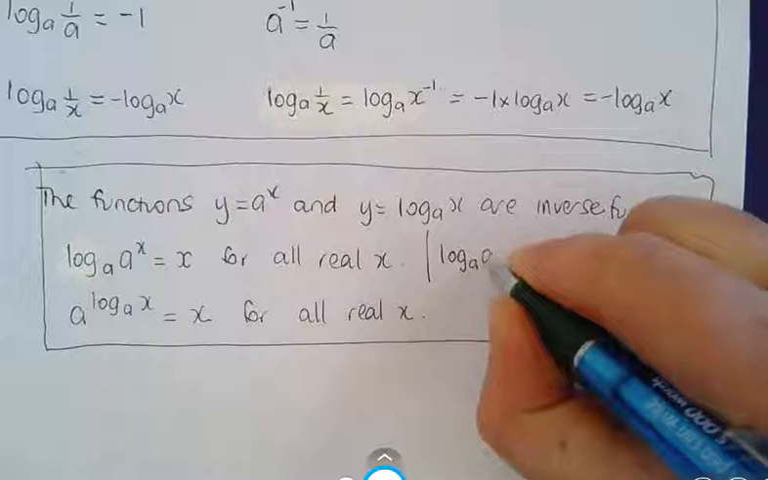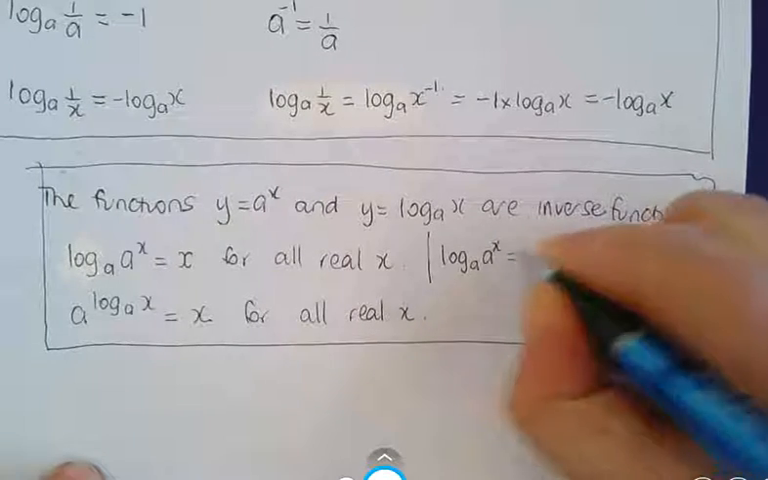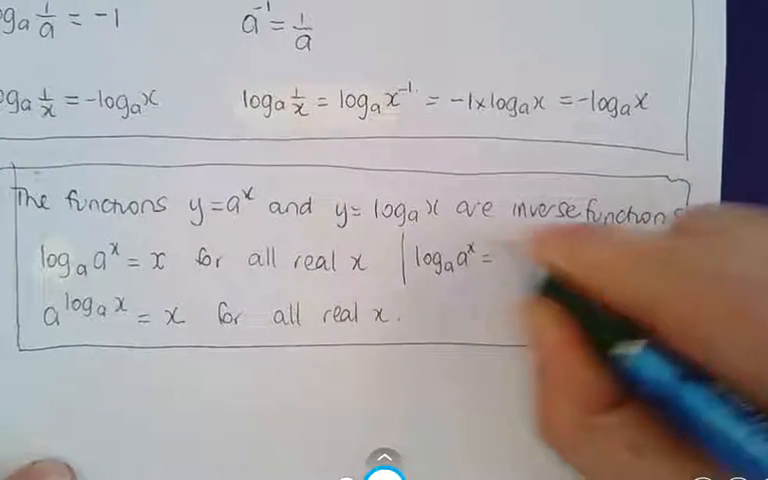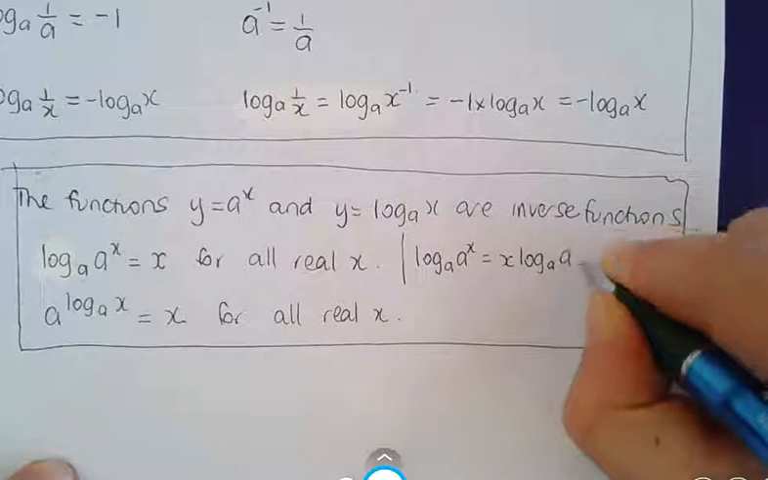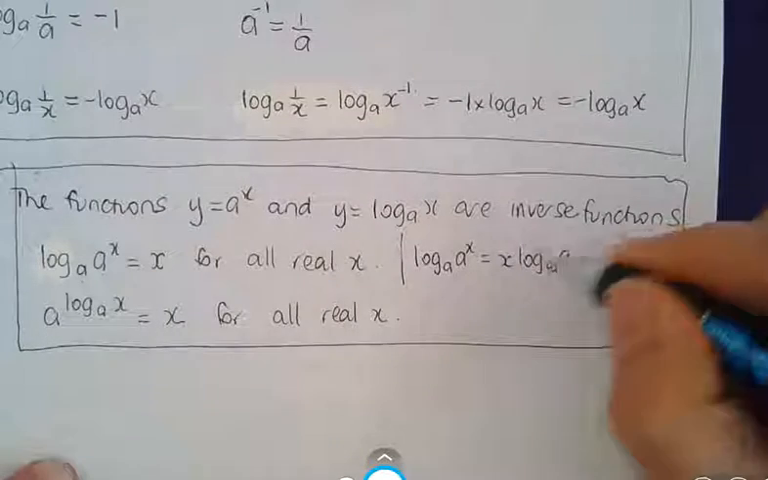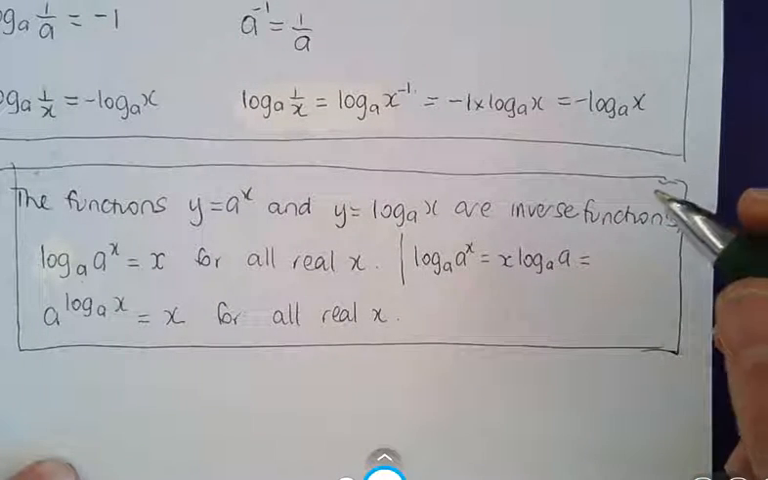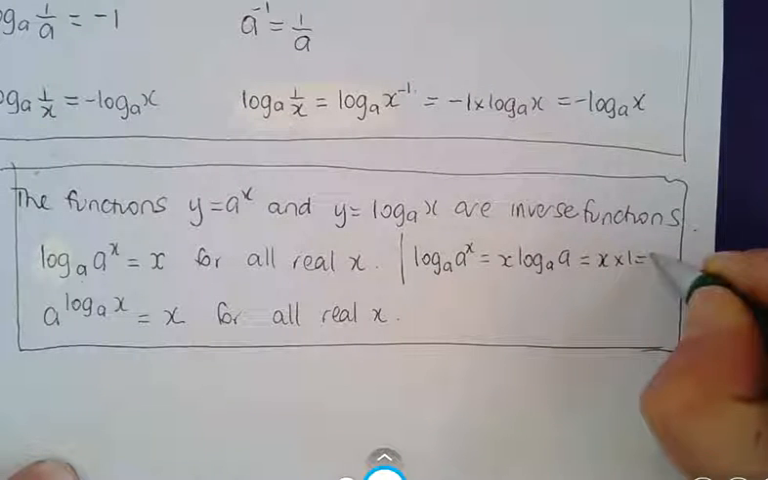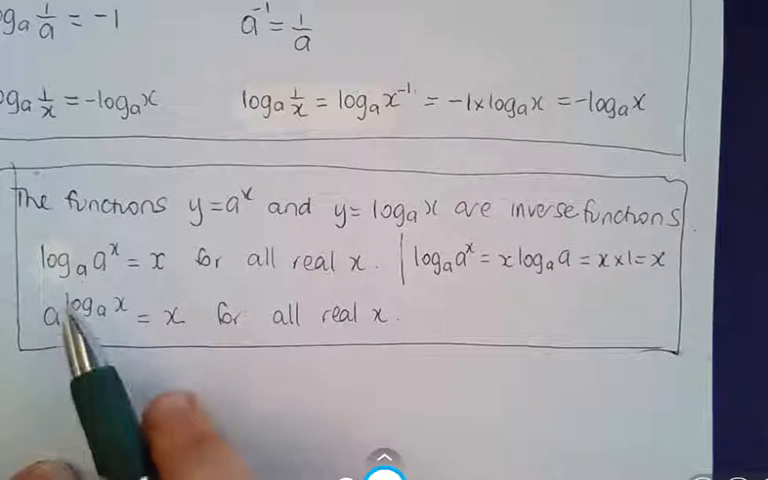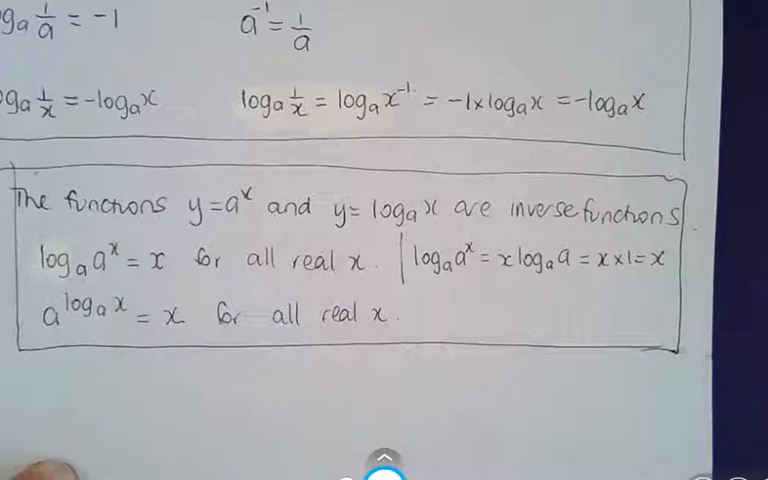Log to the base a of a to the x is, remember, if you've got this power, we're going to learn about it soon, you bring the x to the front. It's x times log to the base a of a. What's log to the base a of a? 1. So that's just x times 1, which is x. Don't worry, we're going to be doing a whole heap of it.